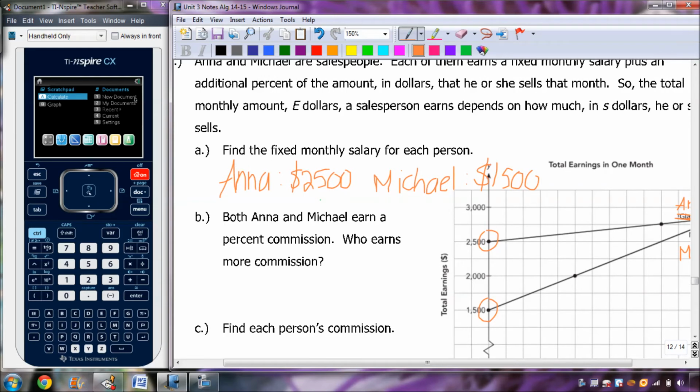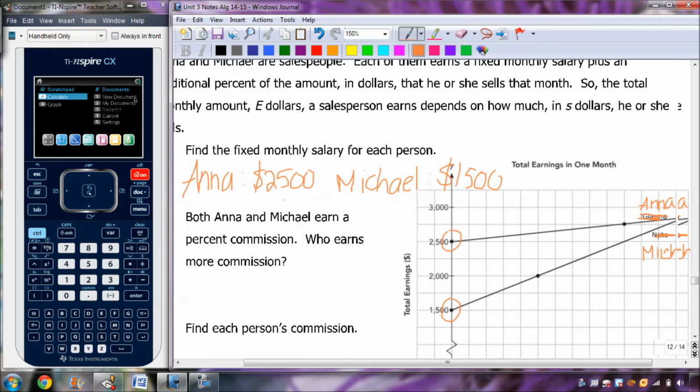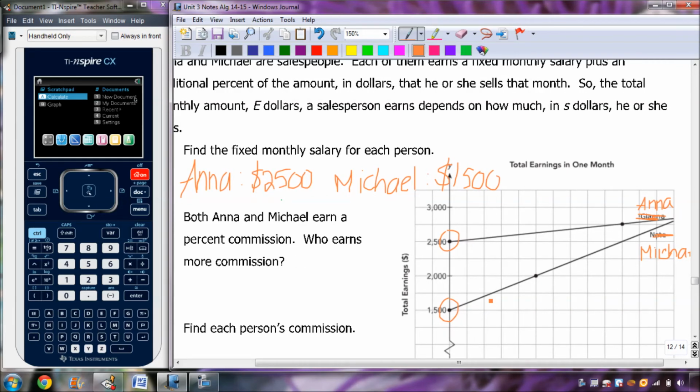Now, question B, both Anna and Michael earn a percent commission. Who earns more commission? You don't actually have to calculate the answer to this question because it doesn't say by how much more yet, but you can just look at the graph and figure out the answer. Look at the steepness of Anna's graph and look at the steepness of Michael's graph. It's very obvious that Michael's graph is steeper, so it's obvious that Michael is the one who earns more commission. Okay, so we'll say Michael does because he has a higher slope.